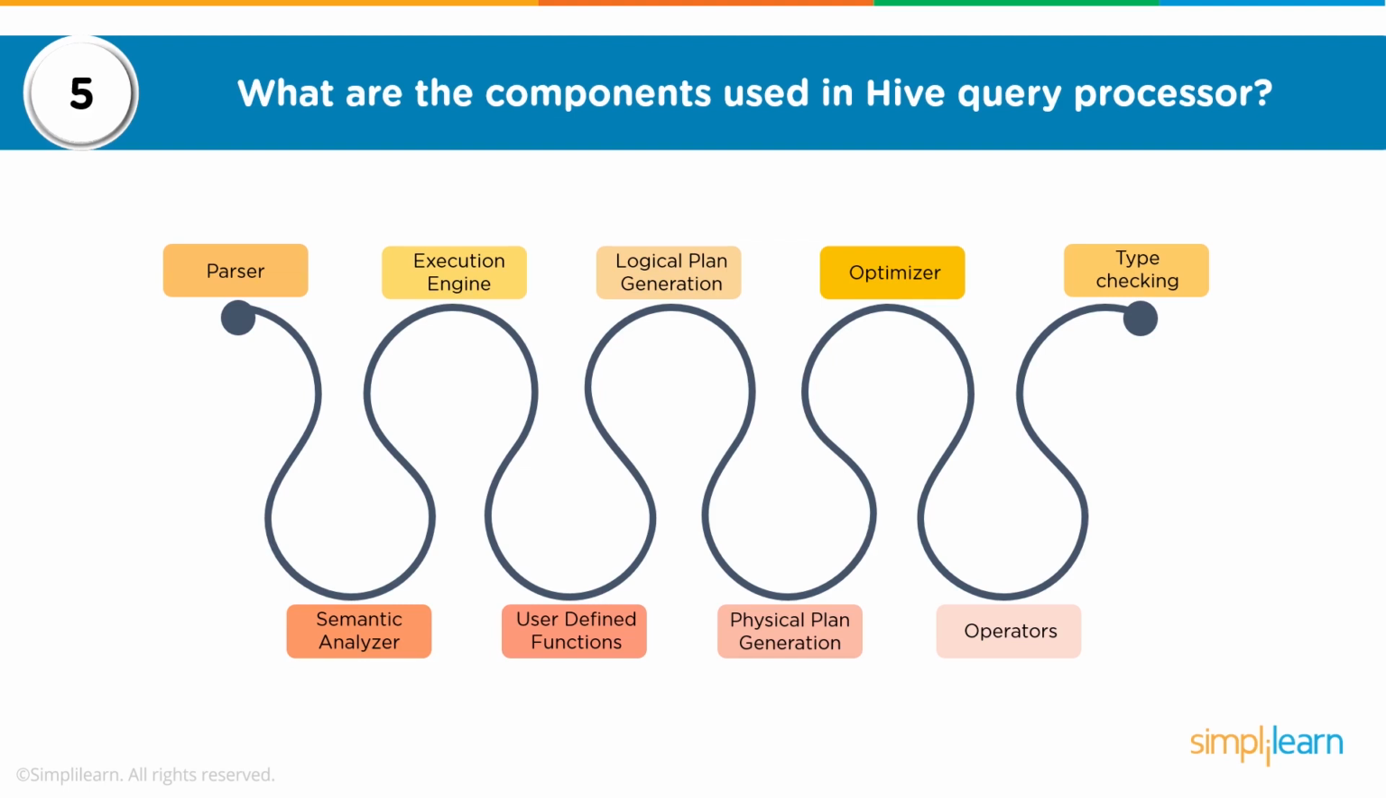Internally, there is a physical plan generated, which is then looked at by the optimizer to get the best path to get to the data. And that might also be checking your different operators which you are using within your query. Finally, we would also have type checking. So these are important components in Hive.